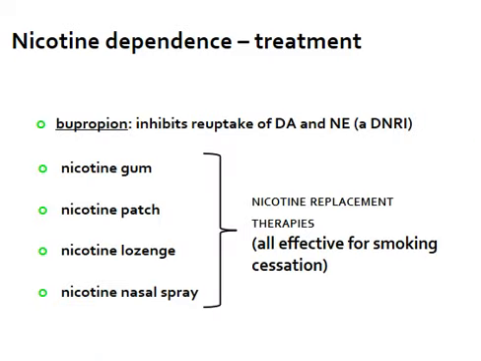Other nicotine-dependence treatments include bupropion, where we inhibit the reuptake of dopamine and norepinephrine, as well as various preparations of nicotine patches, gums, lozenges, and sprays.